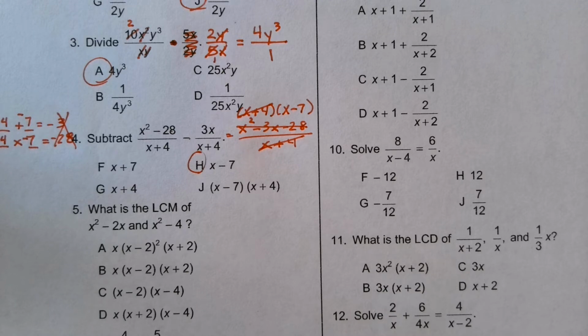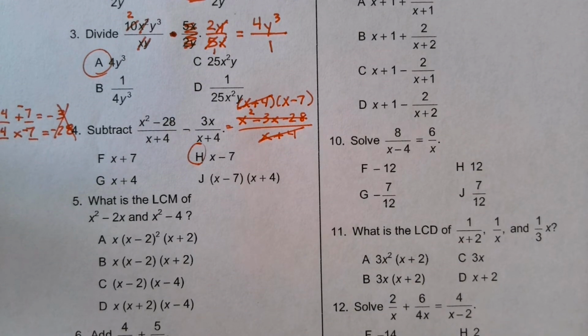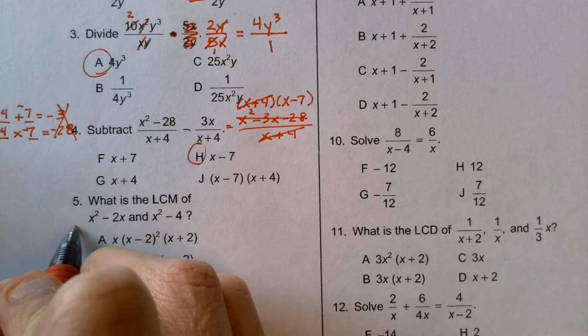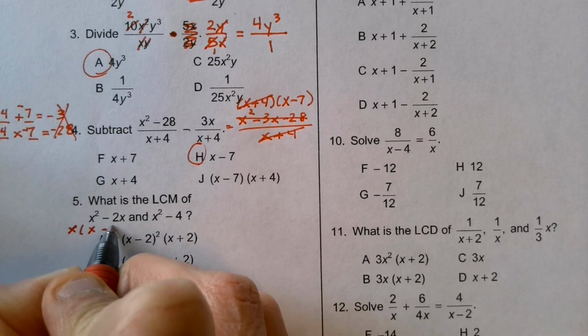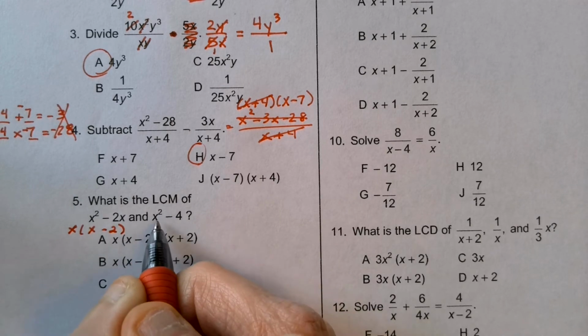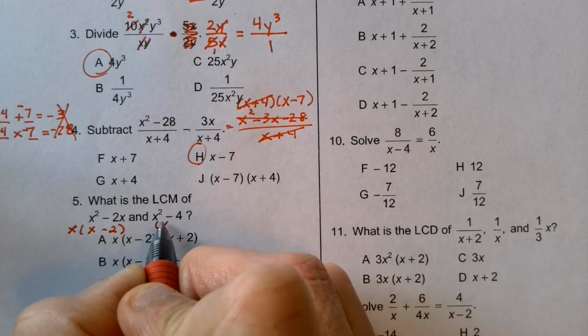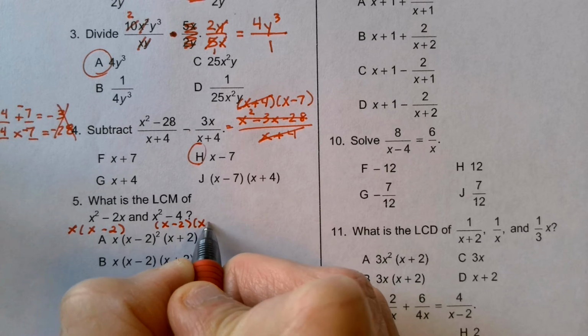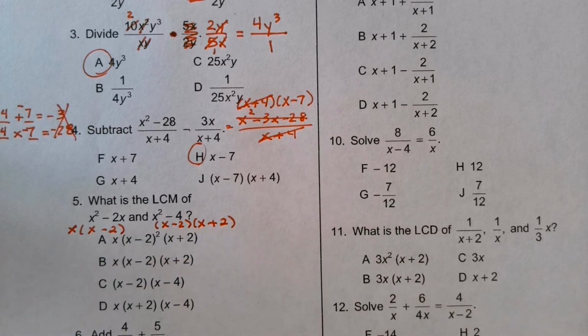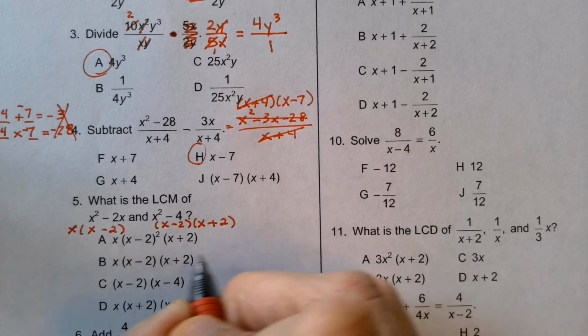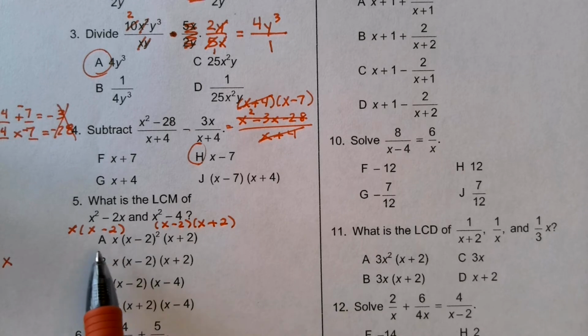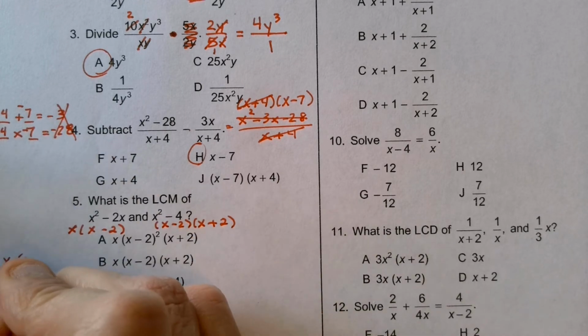What's the LCM of those two? Okay, so we have to get the factors of everything, the highest power. So let's first look at this. This can divide out and get x minus 2. This is the difference of two squares, so that factors to x minus 2 and x plus 2. So what do we have in both? Okay, we have an x. We have an x minus 2. Remember, those go together.